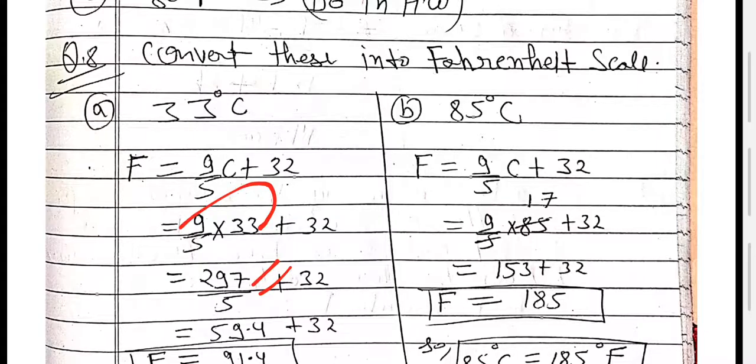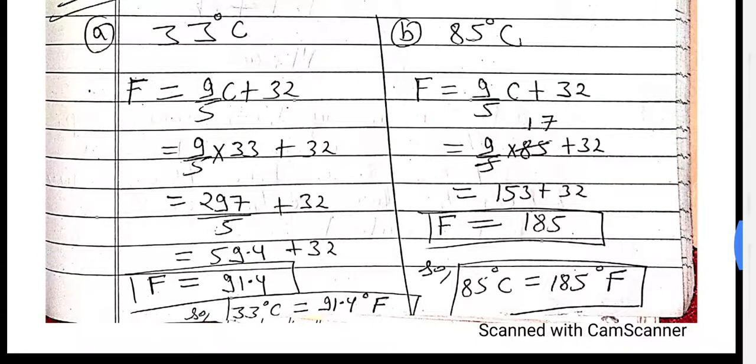upon 5 plus 32. Now when you divide by 5, it becomes 59.4 plus 32. When you add, it becomes 91.4. So your answer is 33 degrees Celsius is equal to 91.4 degrees Fahrenheit.